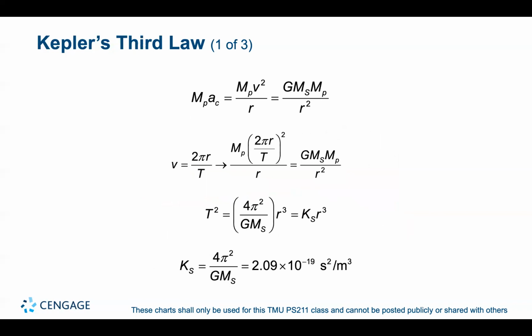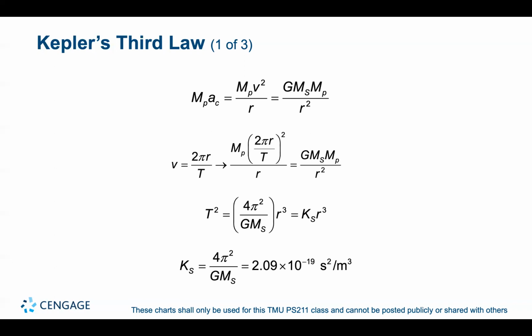Now for Kepler's third law, we can derive Kepler's third law for a special case of a circular orbit. So consider a planet of mass m sub p moving around the sun, which has a mass of m sub s, in a circular orbit. Because the orbit is circular, the planet moves at a constant speed v. Newton's second law, his law of gravitation and centripetal acceleration then gives the equation shown.